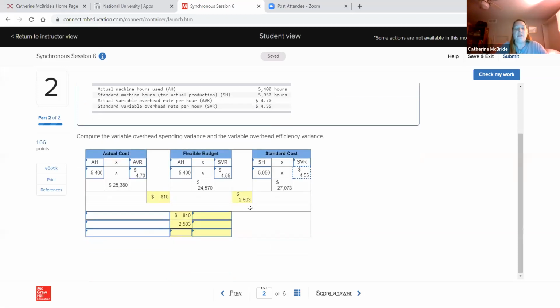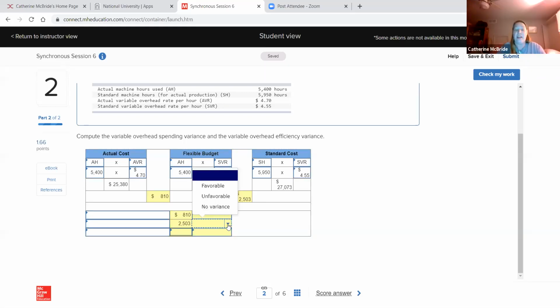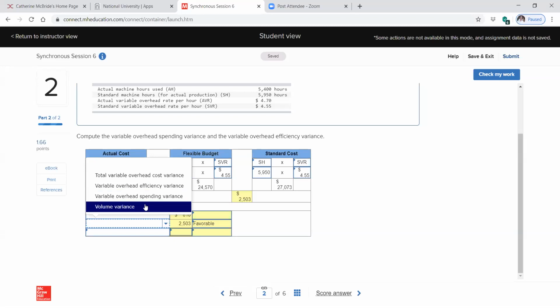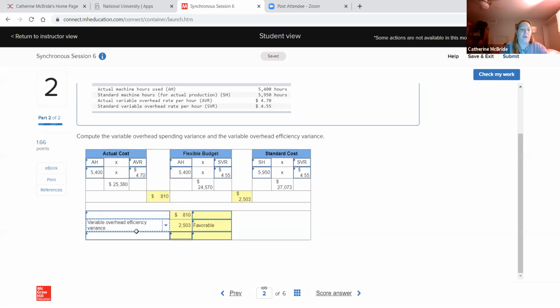So when we're looking at this 2503, we're looking at the difference in hours. I planned to use 5,950 hours. I did use 5,400 hours. So is this favorable or unfavorable? Favorable. It's favorable because I used fewer hours than I planned, which in this case is good. And this is the efficiency variance, total variable overhead efficiency.